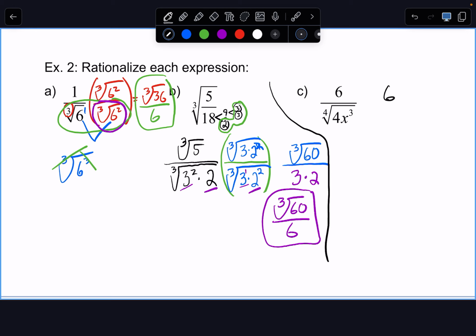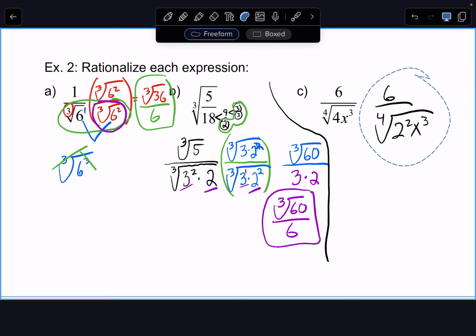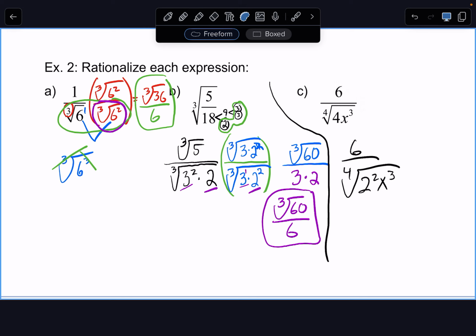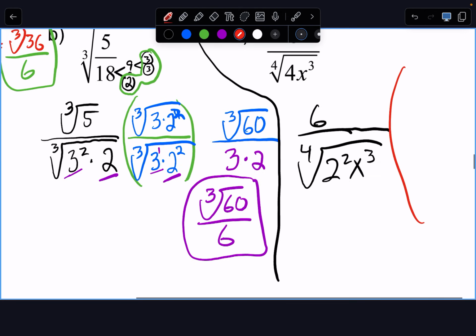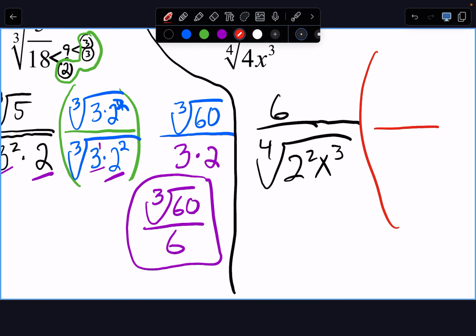Okay. This is the 4th root of 2 squared x cubed. Guys, how many 2s was I given? 2. How many more do I need to create a perfect 4th root? 2. Yes. How many x's was I given? 3. How many more do I need for a perfect 4th root? 1. Let's go.